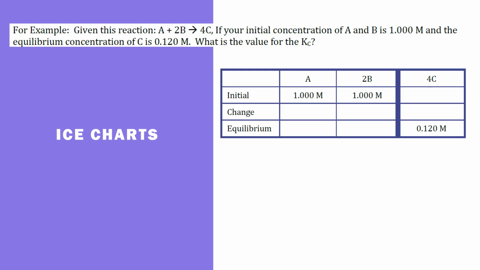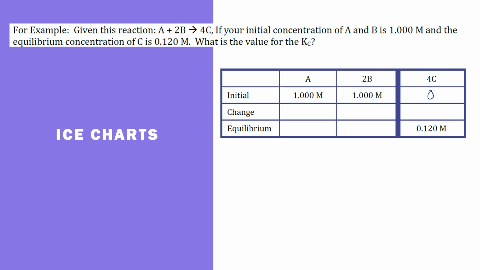So let's look at how we would use ICE charts. They give the reaction A plus 2B yields 4C. If your initial concentration of A and B is 1 molar and the equilibrium concentration of C is 0.12 molar, what is the value for Kc? It's a very typical equilibrium question. Okay, initial concentration of A and B is 1 molar. If they don't tell you that you're starting out with something, you can assume that the initial amount is 0. So I'm going to go ahead and plug in 0 for C.